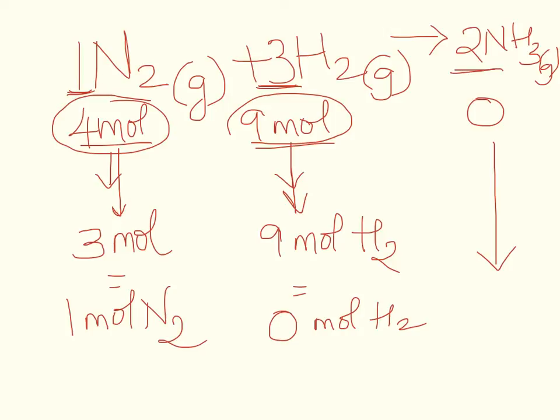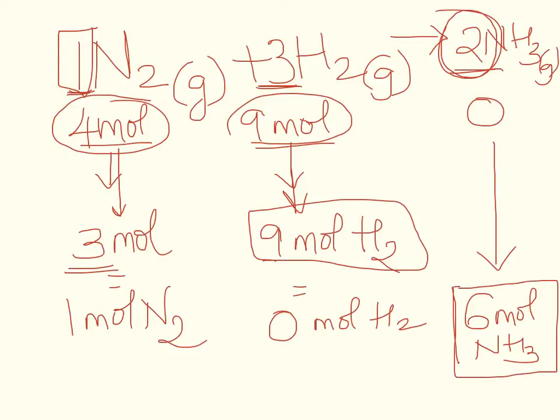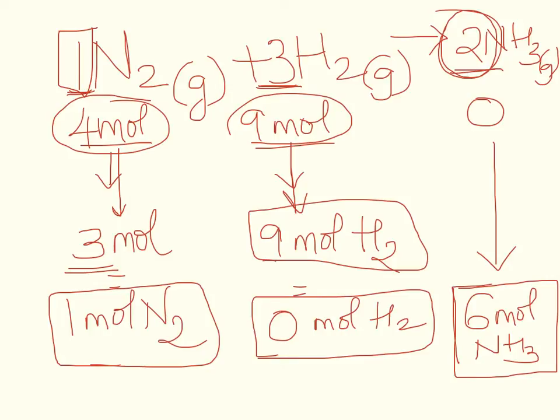That means for every 1 mole of nitrogen consumed, 2 moles of ammonia gas are produced. So if 3 moles of nitrogen is consumed, using up 9 moles of hydrogen according to the mole ratio, there will be 6 moles of ammonia produced. So you will get 6 moles of ammonia as your yield of product. Yield is always for product. There will be 1 mole of nitrogen left over and all the hydrogen is consumed.